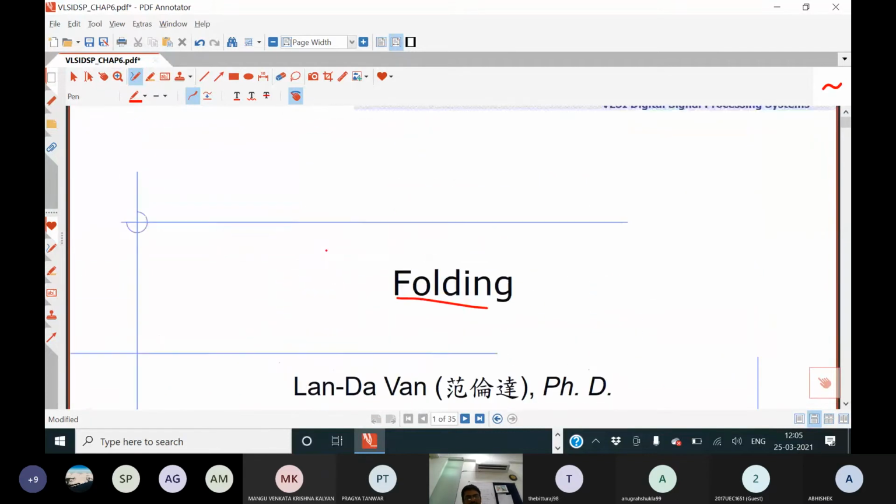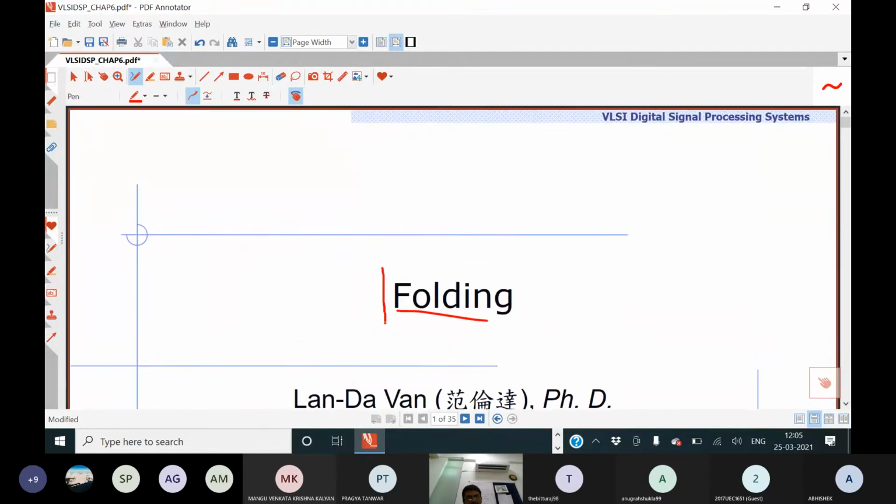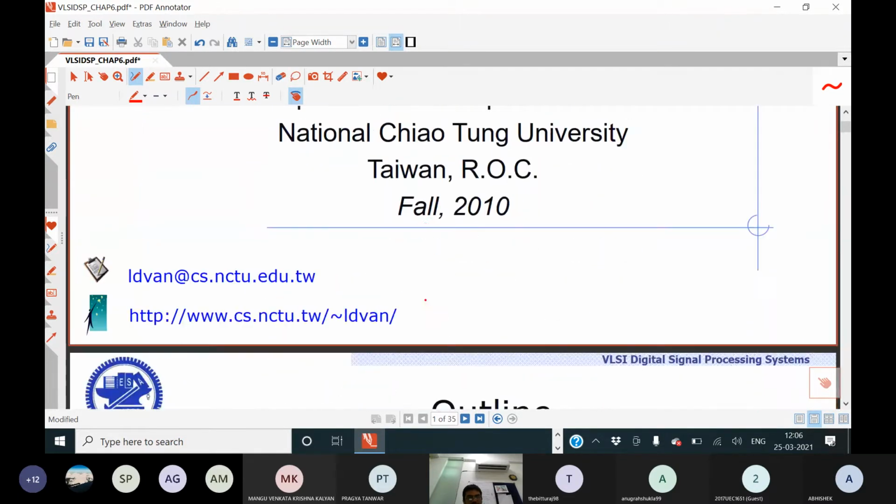So we will start with our next topic, which is folding. This is chapter 6 of your KK Parhi. You can refer to it for whatever we have discussed. Till now we have completed our second, third, fourth, and fifth chapters. The first chapter was just an introduction. Today we are starting from the sixth chapter. I believe that what I am writing is also visible with the red line.